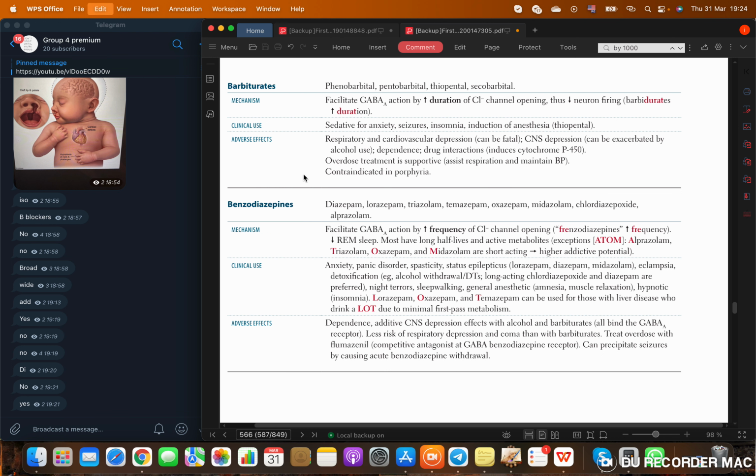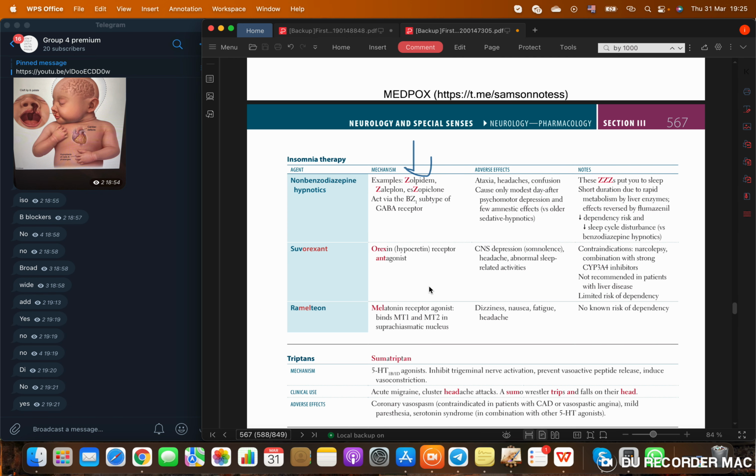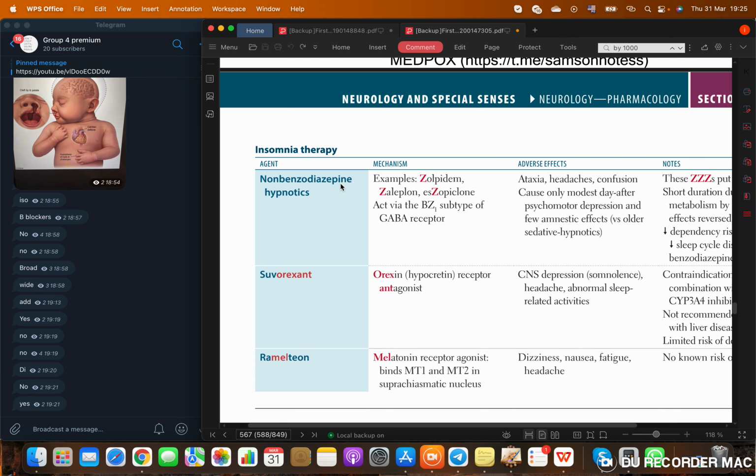And when you prescribe the benzos, you will be asked about it, whether you prescribed it correctly. But with this one, there is less control over it, basically. Why? Because there is less dependence. It almost does not have any dependency.